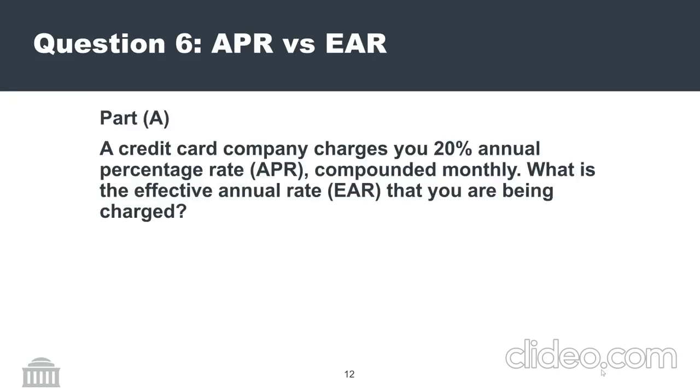In this question, we will learn how to work with effective annual rates and with annual percentage rates. Let's start with part A of this question. A credit card company charges you 20% annual percentage rate, or APR, compounded monthly. What is the effective annual rate, or EAR, that you are being charged?